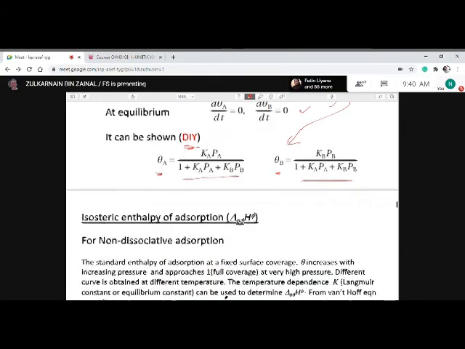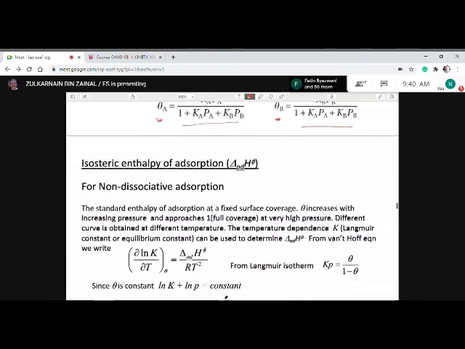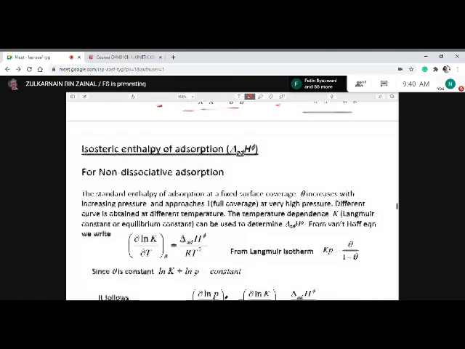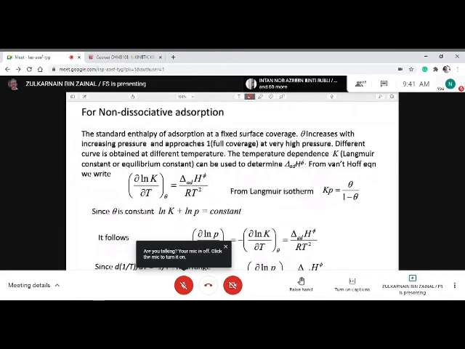Okay. Isosteric enthalpy of adsorption. That is the value of delta H of adsorption that we have seen earlier. All right, so you can actually evaluate the value of delta H. Okay, so the standard enthalpy of adsorption at fixed surface coverage.